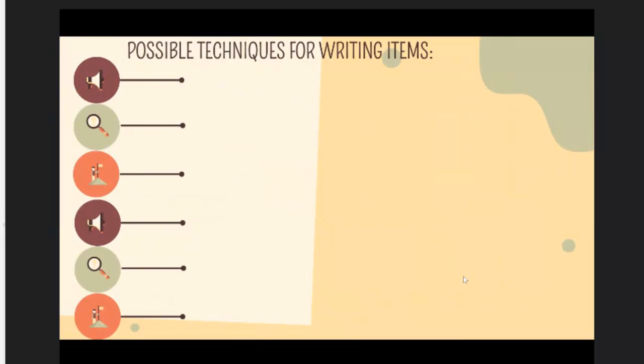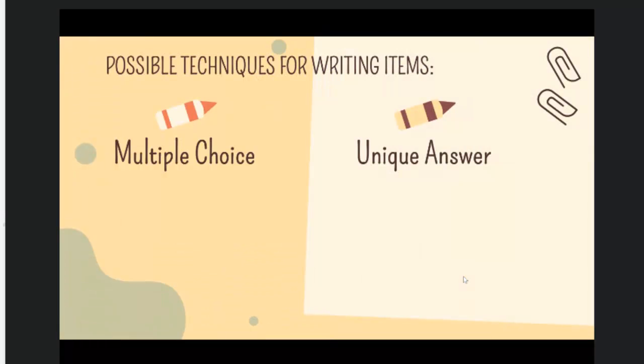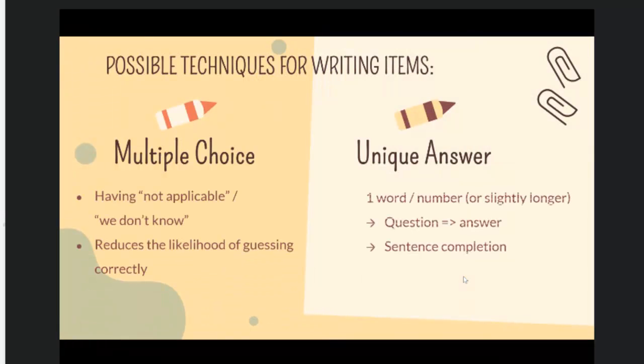Writing. So we have multiple choice, unique answer, short answer, guided short answer, summary cloze, information transfer. And these things have been presented already. So for multiple choice, they advise that we should have "not applicable" or "we don't know" in order to reduce the likelihood of guessing correctly. For unique answer, the students will supply one word or a number or slightly longer, in the form of question, answer, or sentence completion.